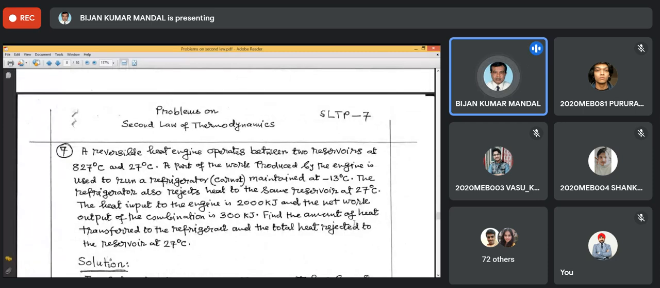A reversible heat engine operates between two reservoirs at 827 degrees centigrade and 27 degrees centigrade. Just let me see.